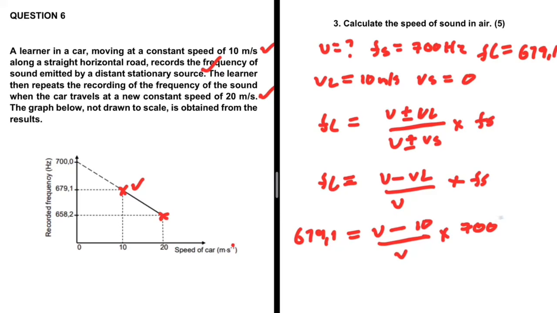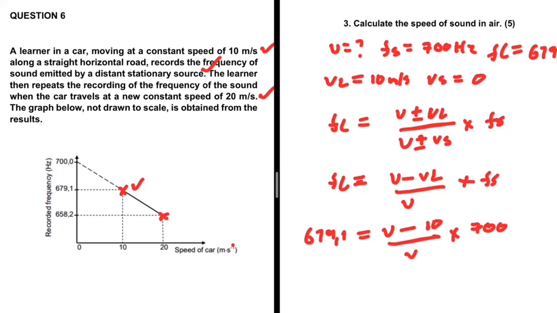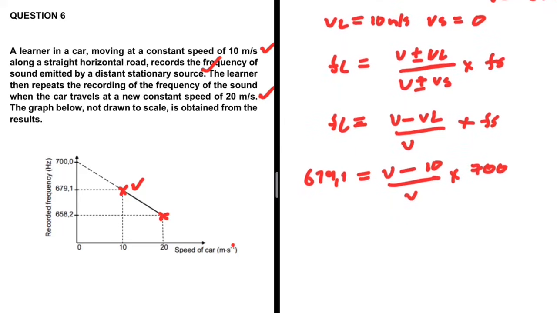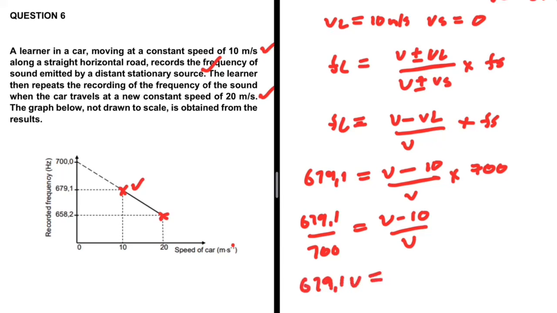Let's divide both sides by 700. If you divide on the right hand side by 700, 700 and 700 will cancel out. So we're going to have 679.1 divided by 700 being equal to V minus 10 divided by V. Let's go ahead and cross multiply. So 679.1 V is equal to, we are multiplying 700 with that, right? So 700 V minus 7,000, right? So let's take this to the left hand side.